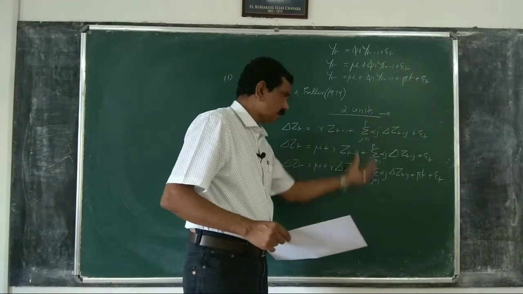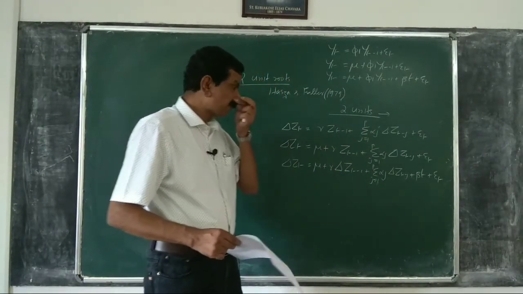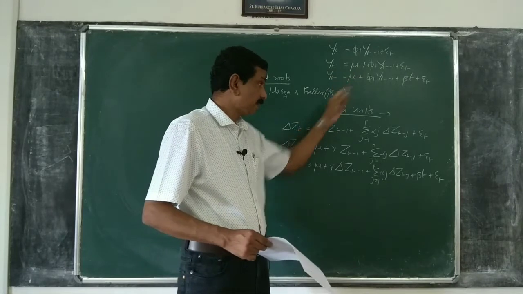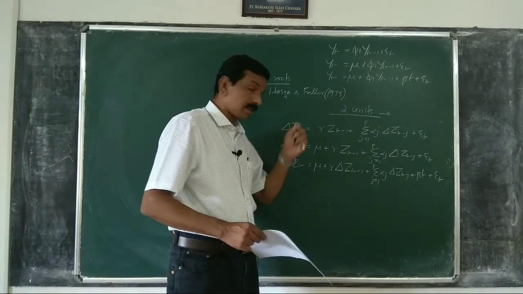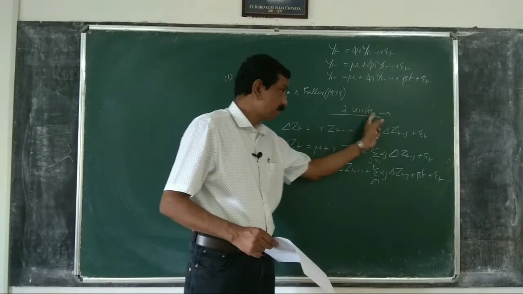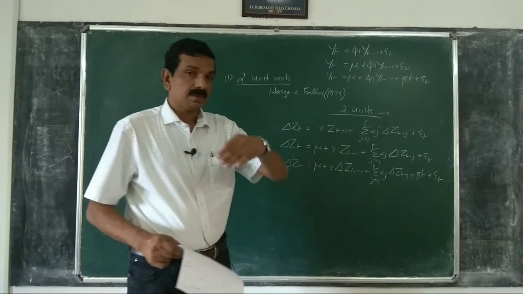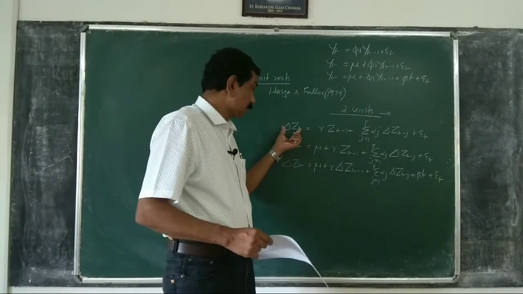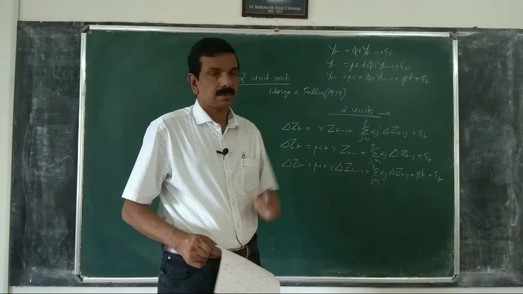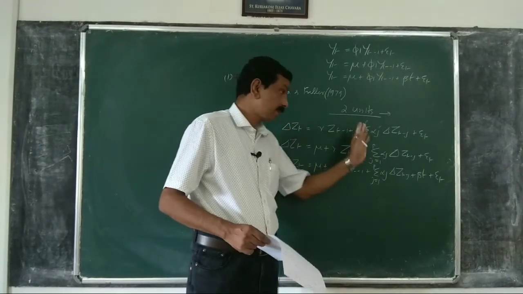We have three models as usual, but the testing is not on yt, the testing is on zt. If you suspect three unit roots, it becomes delta wt equals sigma, like that.